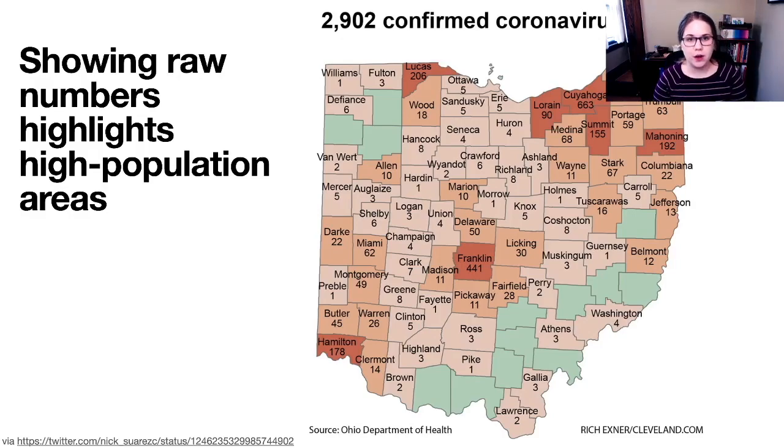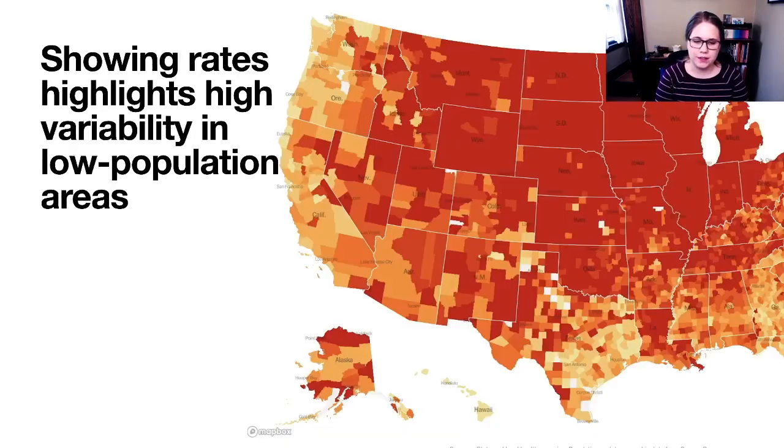So you might be thinking, okay, I'll just be clever and I will divide by the number of people that live in the area, the county or the zip code or whatever it is that you're plotting. But the problem with that is if you show the rate, so this is the amount of cases per, I think, 100,000 population, it's going to show high variability in low population areas. So if you have a county that has very few people living in it and no one gets coronavirus, it's going to look like there is a rate of 0%.